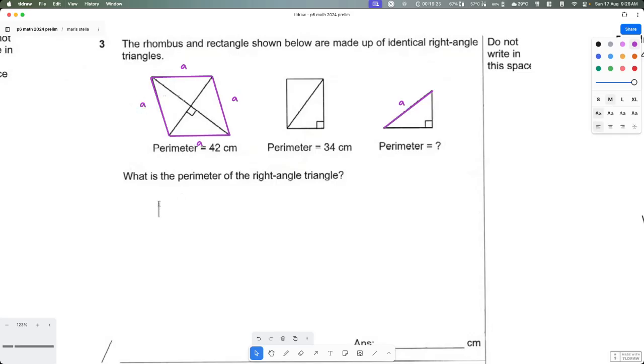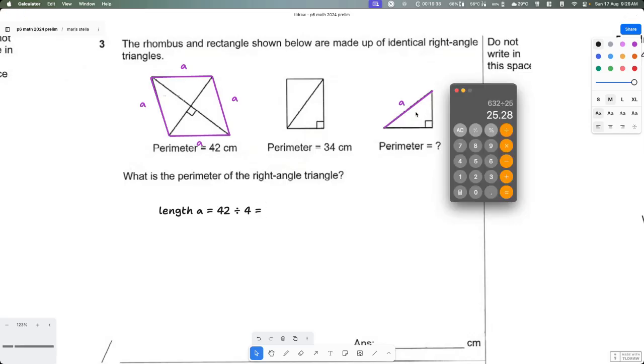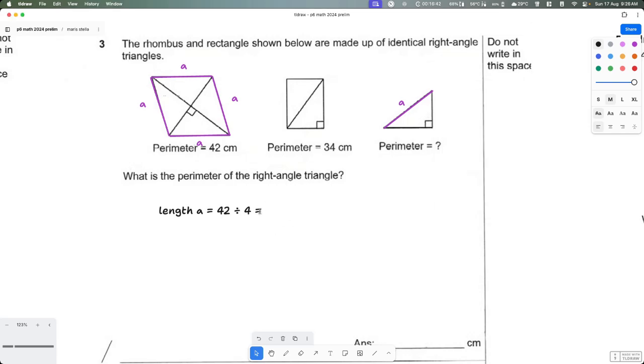So in this case, length A is equal to 42 divided by 4. This will give us 13 if I'm not wrong. So 42 divided by 4. Sorry, it's 10.5. 10.5 cm.